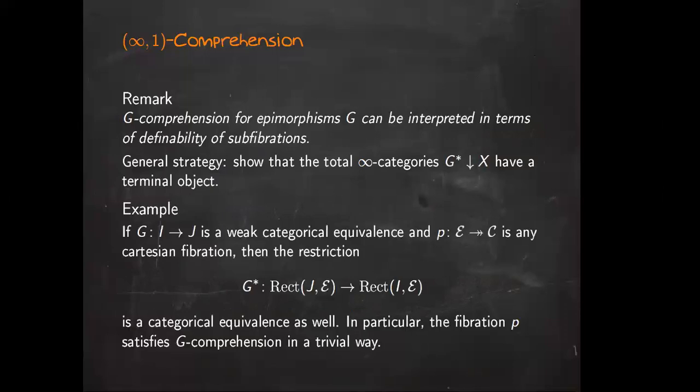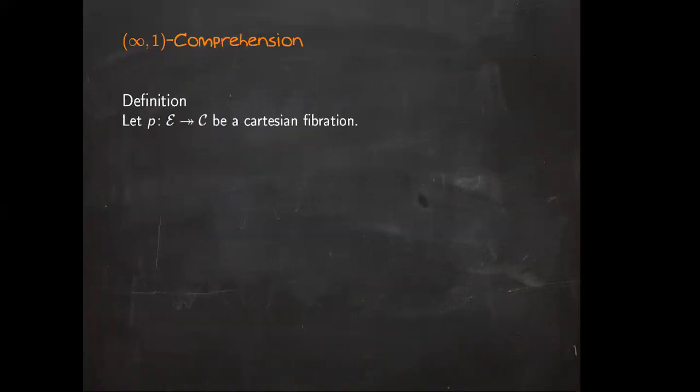And now we will go into a couple of examples to give you a feel for that notion. So first of all, every Cartesian fibration is G comprehension for equivalences, right? So if G is a categorical equivalence, then every Cartesian fibration has G comprehension for that thing. In a trivial way, I mean, because they preserve them.